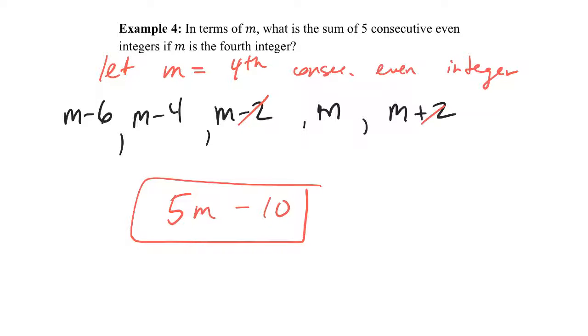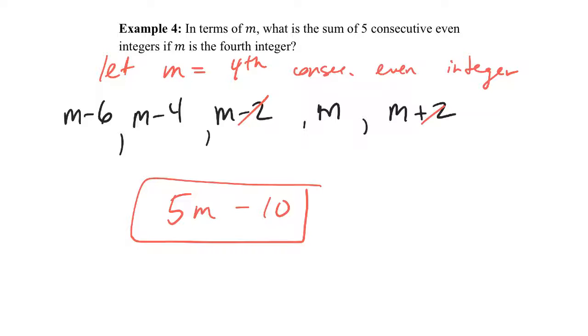Now, if m was not the fourth integer, if m was the third integer, what's the answer? Right away. M. Close? Five. Yeah, you have the right idea. Constants cancel out. If m were the third integer, it would be m plus 2, m minus 2, m plus 4, m minus 4. Those values cancel. You get just 5m. So the location of m's value actually matters. The fact that m is the fourth integer does matter in this problem.